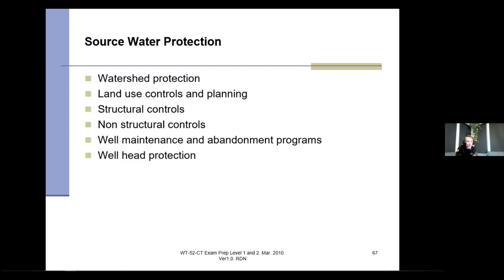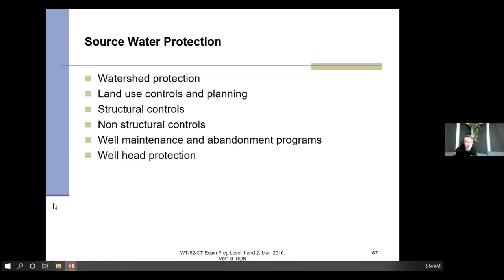We talked about maintenance, right? Making sure that we're abandoning those wells properly and that there's protection for our wells. They're in the higher spot. Maybe there's a building built over them. Just protecting them from contamination.